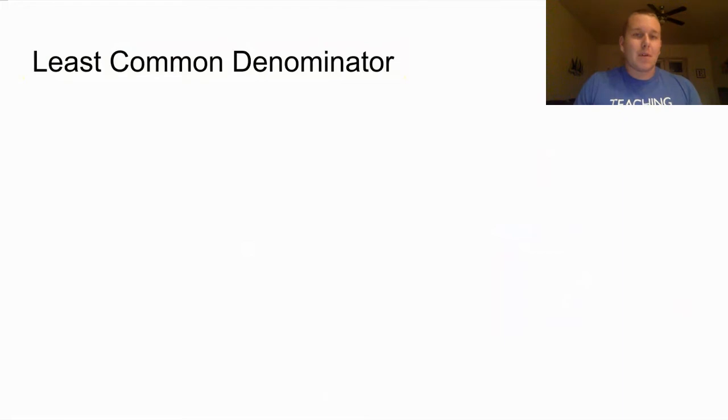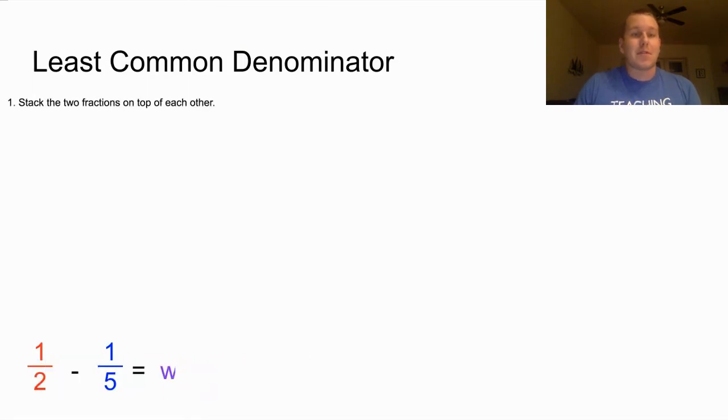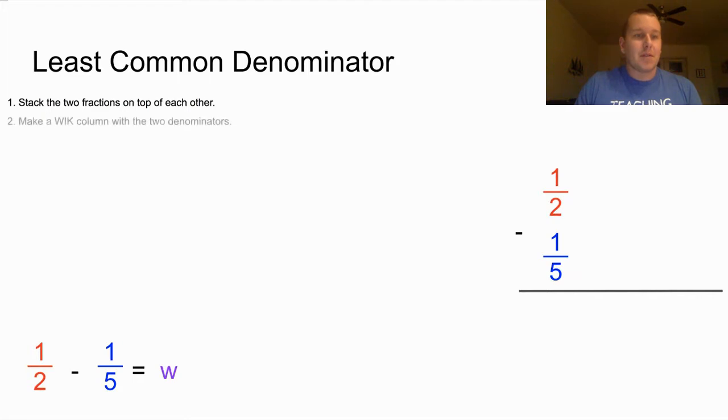So we have an equation here, 1/2 minus 1/5 equals W. So our first step is that we're going to stack the two fractions on top of each other. So we're going to put the 1/2 on the top and the 1/5 on the bottom. By the way, I know that we did an adding example with the pizzas, and now we're doing a subtracting. What we're going to learn is that adding and subtracting are pretty similar when we use fractions. All right, so we've stacked the two fractions on top of each other.